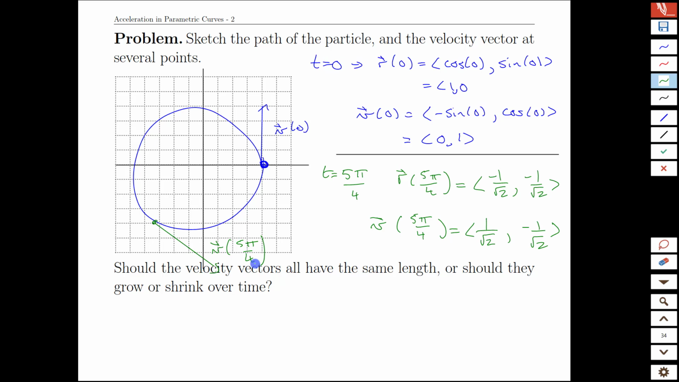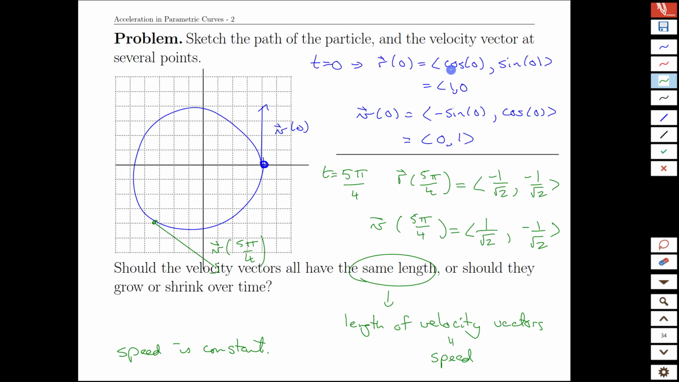So this is still velocities. Of course, because this is uniform motion and we're looking at the velocity vectors, the direction's changing continuously, but they will have the same length because the length of velocity vectors gives us the speed. And our speed is constant for this particular definition of our position over time.